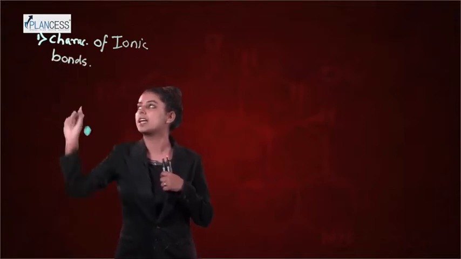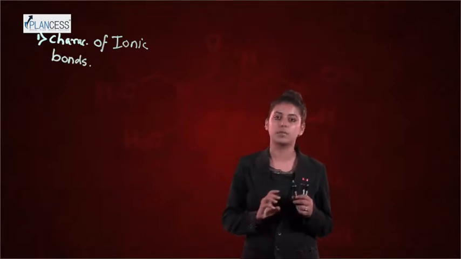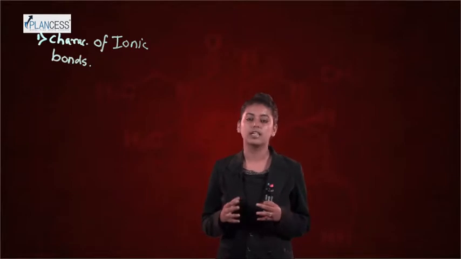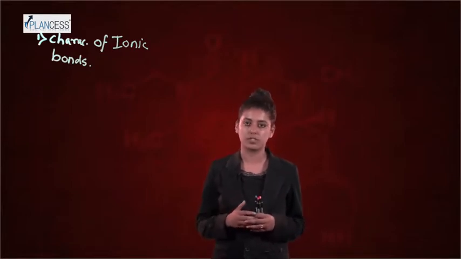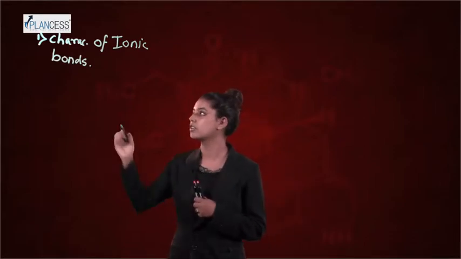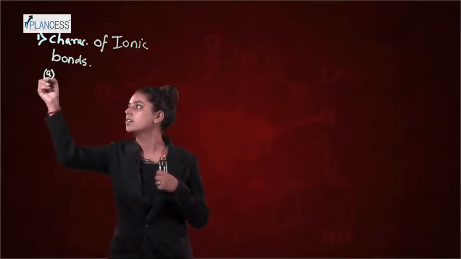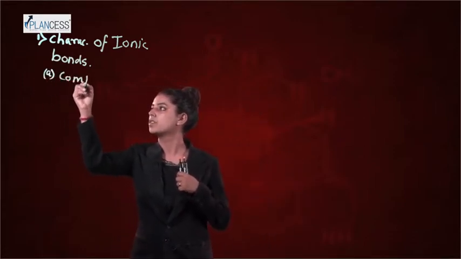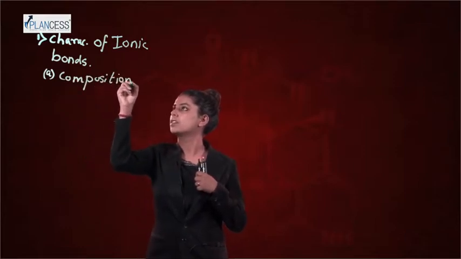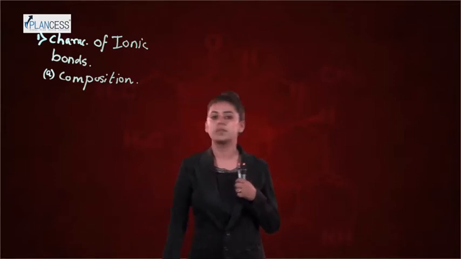As we already studied in the previous session, an ionic bond is formed by oppositely charged ions. That means a positive and a negative charge combine with an electrostatic force of attraction, and thus it is formed. So firstly, it is about the composition. An ionic bond is made up of positively and negatively charged ions.